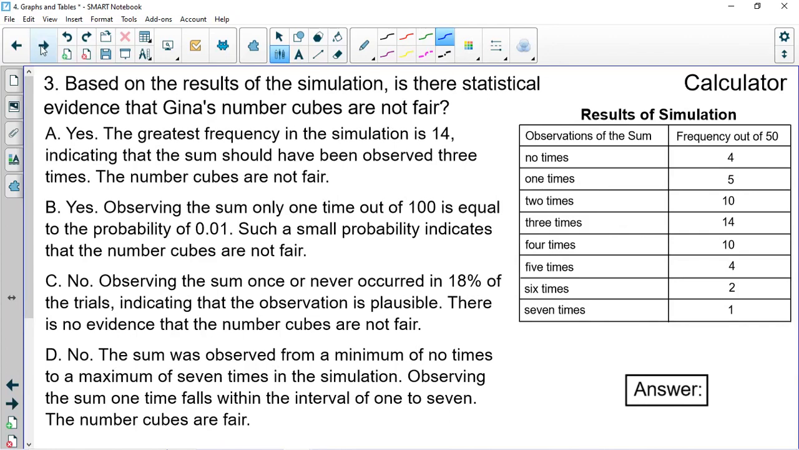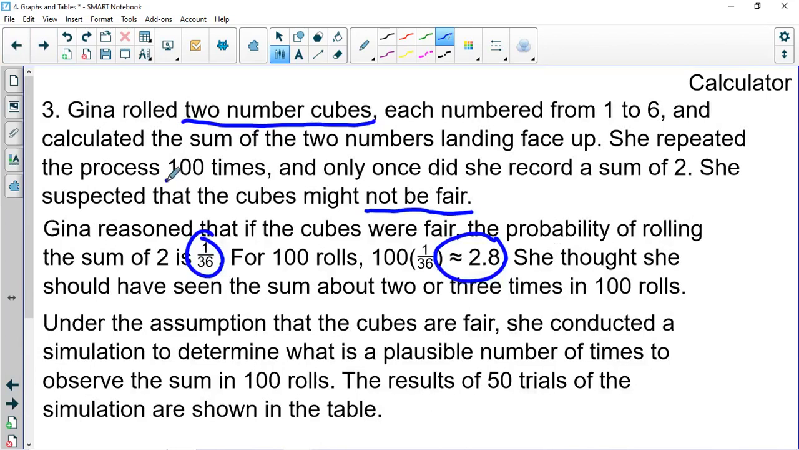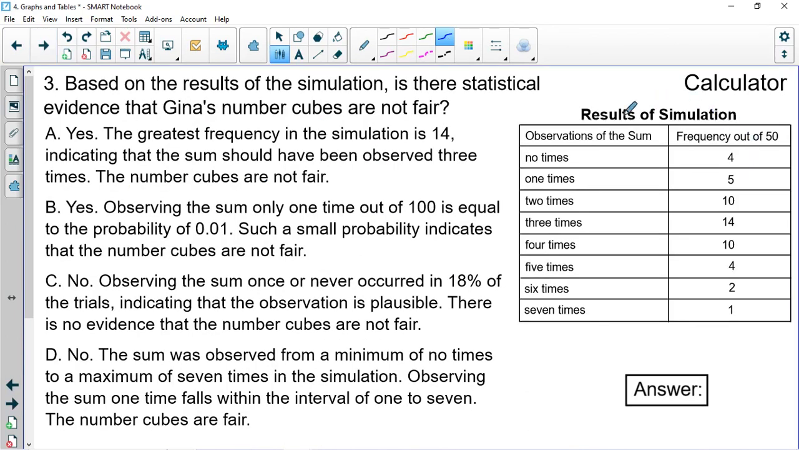And let's remember what Gina was actually trying to figure out with this simulation. Originally, she rolled the dice 100 times, and only once she saw a sum of 2. Now, if we look at this simulation, and remember, this simulation was done under the assumption that whatever dice were being used were fair, we see, okay, one time happened 5 times, no times it actually happened 4 times. So I'm looking at this, and I'm like, all right, it seems fairly reasonable that she only saw the sum of 2 come up once, because out of 50 times, 4 of the times, we didn't see the sum at all.